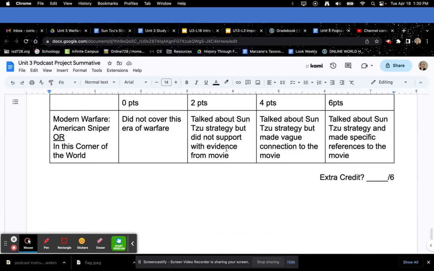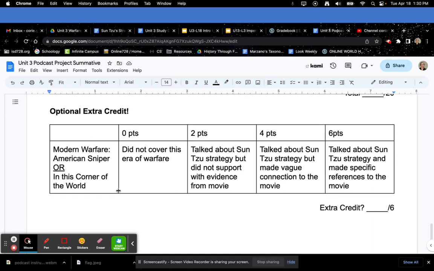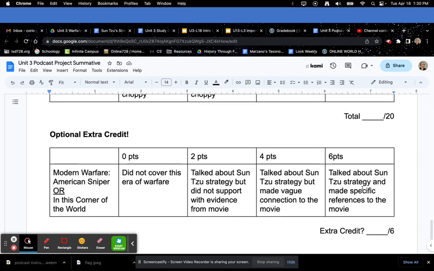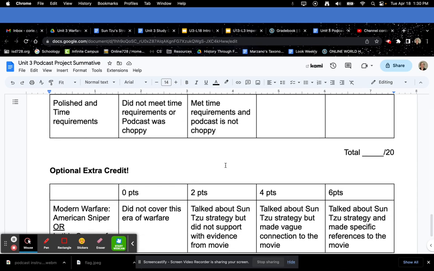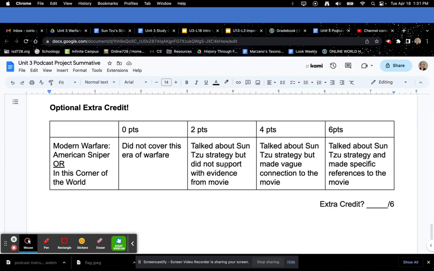And then if you want to do that extra credit, again, just choose whichever one you didn't do for step 3. So in step 3, if you did American Sniper, for extra credit, you would have to do In This Corner of the World, and then talk about the Sun Tzu strategy. And if you do it successfully, you can get up to 6 points. So you could potentially get a 26 out of 20. And I believe there is only one summative after this one, so it might be a good chance to get a boost on your grade.